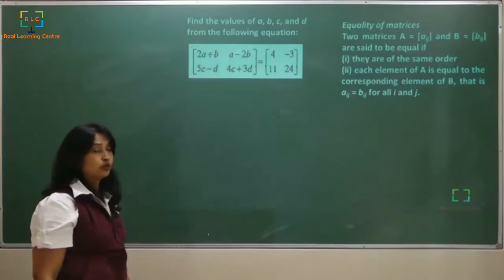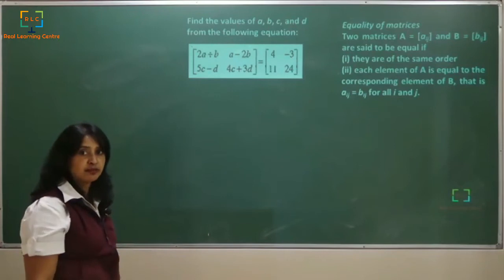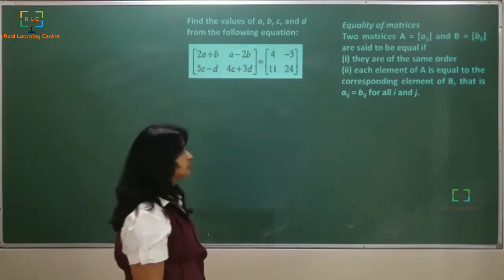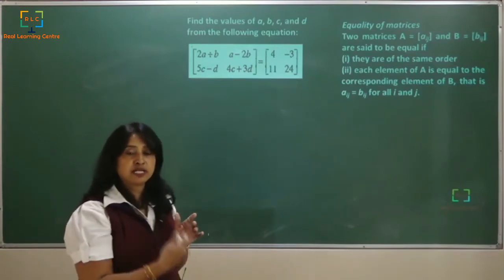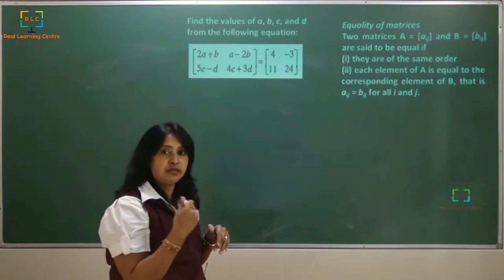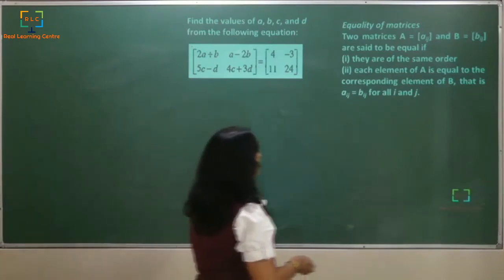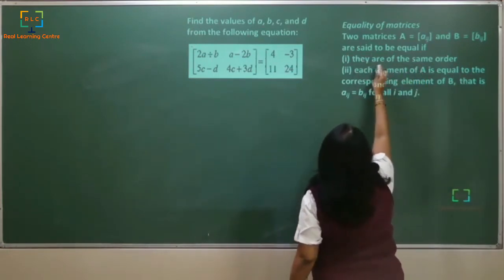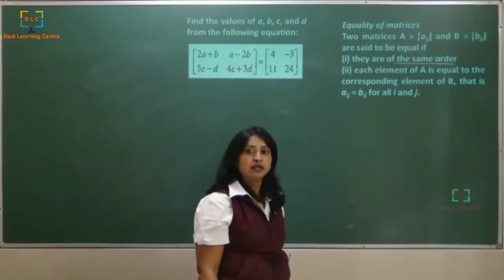Okay, children, slowly we are getting into the operations of matrices. Even before getting into the operations, we have something called equality of matrices. Suppose I say one matrix is equal to the other matrix, the corresponding elements in the places will be equal. The two matrices A equals Aij, B equals Bij are said to be equal if they are, first of all, of the same order. That's one very important point. They have to be of the same order.